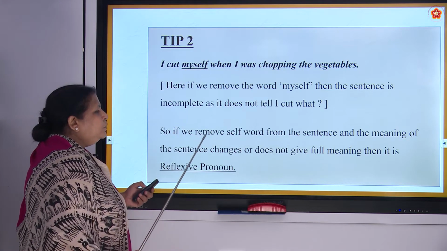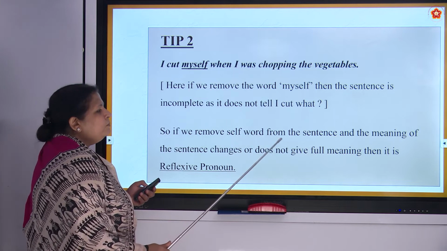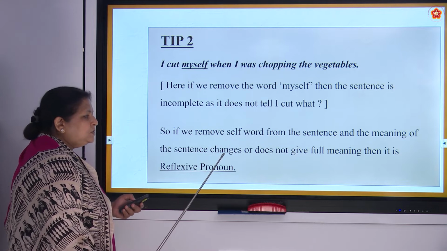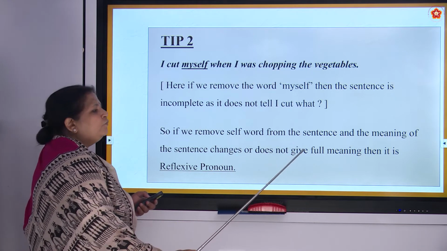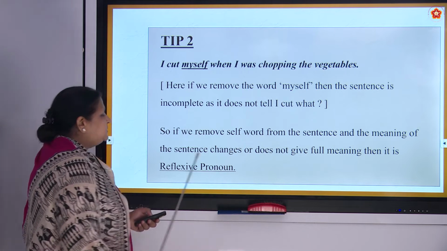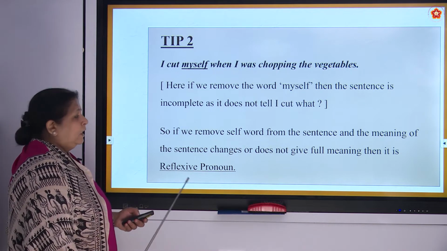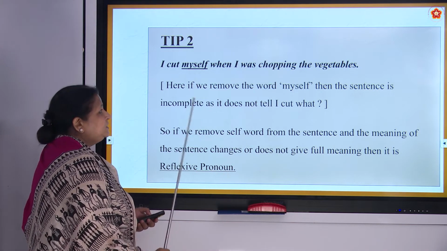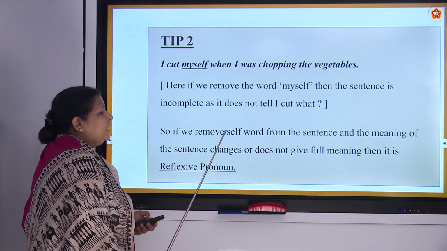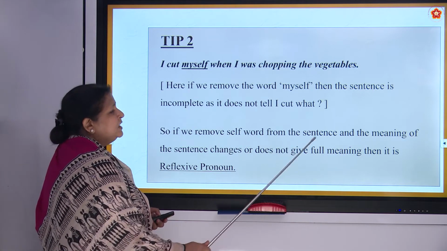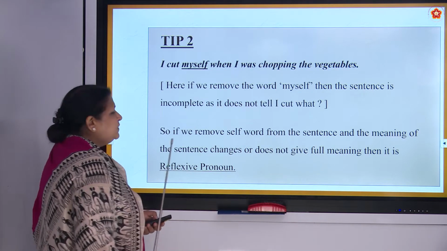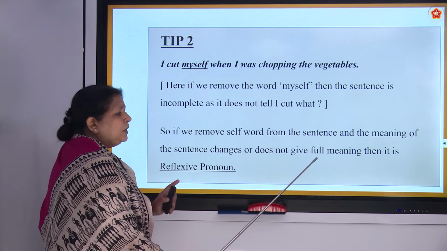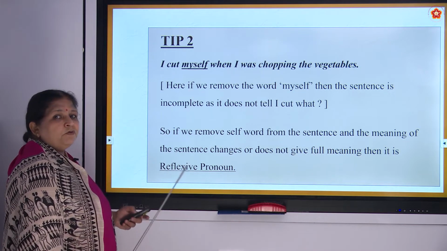So, if we remove the self word from the sentence and the meaning of the sentence changes or does not give full meaning, then it is a reflexive pronoun. Understood? So, if we remove the self word, that is myself, from the sentence and the meaning of the sentence changes or does not give full meaning, then it is a reflexive pronoun.